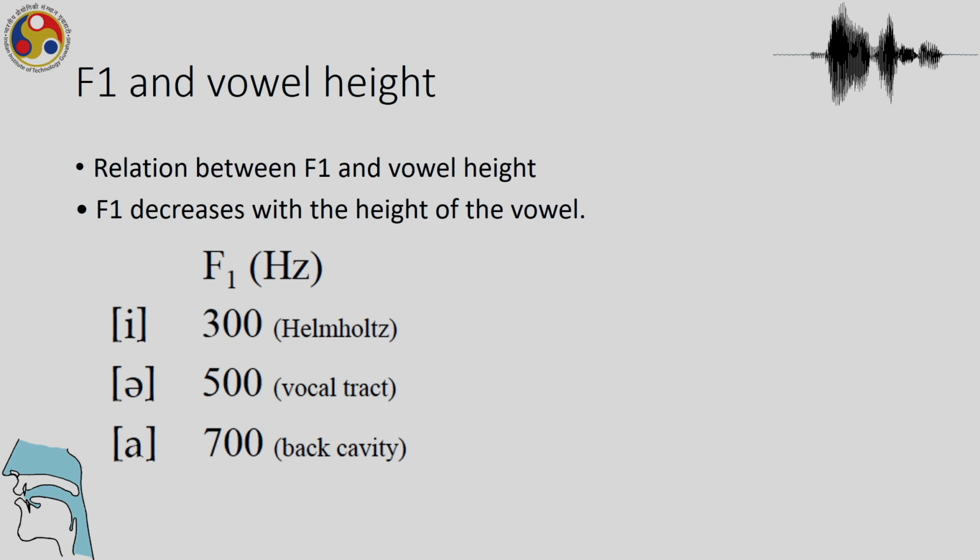And a relation between F1 and vowel height. F1 decreases with the height of the vowel, and as we can see, because of Helmholtz resonator, the E has always a very high F1. Then the schwa, which is the vocal tract, is responsible for the F1 of the schwa, and the back cavity is responsible for the higher F1 for the vowel A.